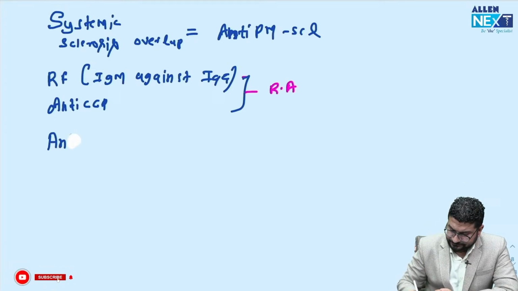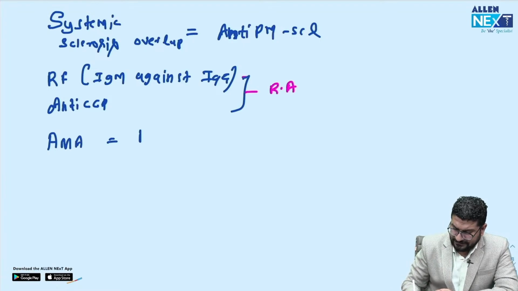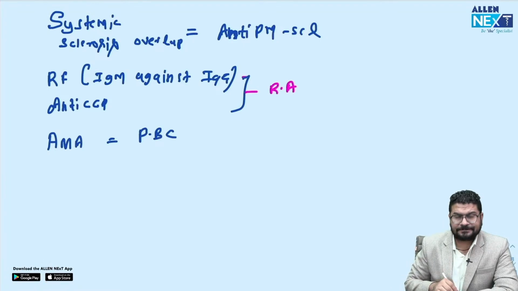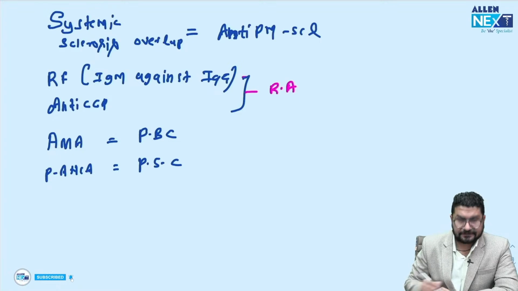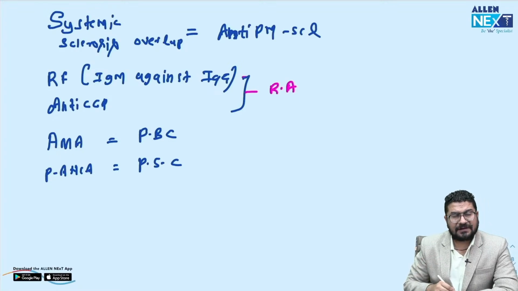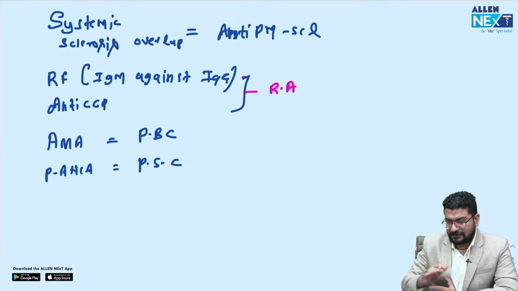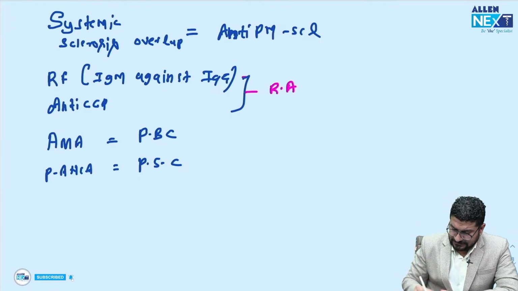AMA, anti-mitochondrial antibody. It is seen in primary biliary cirrhosis. Whereas P-ANCA is seen in primary sclerosing cholangitis. PBC we also call primary biliary cholangitis, secondary biliary cholangitis. Primary biliary cholangitis and primary sclerosing cholangitis. Second is due to some obstruction.